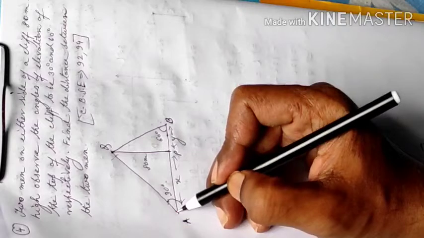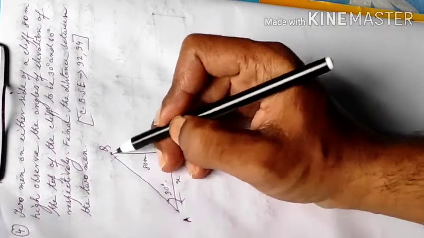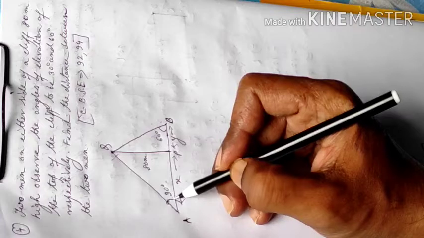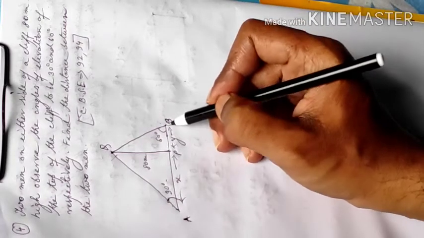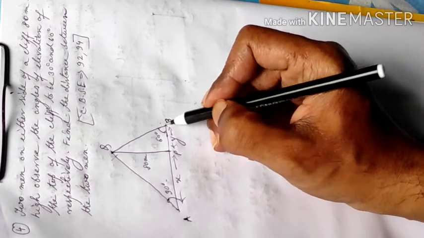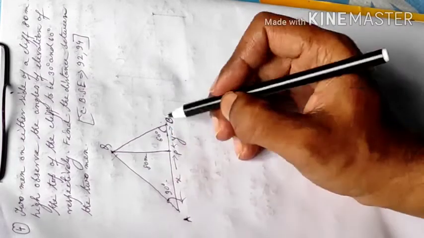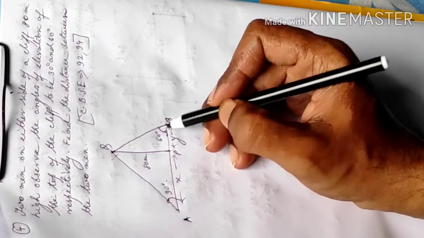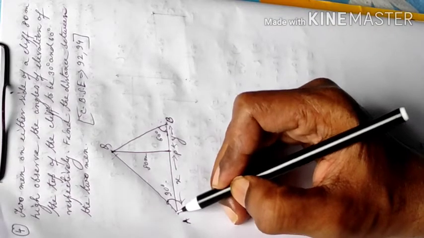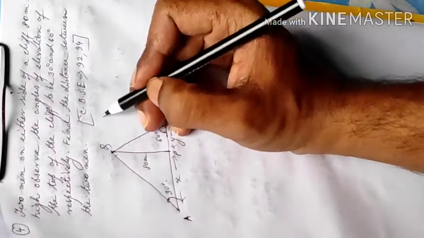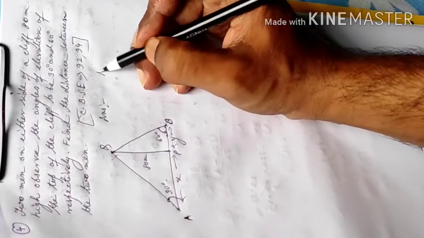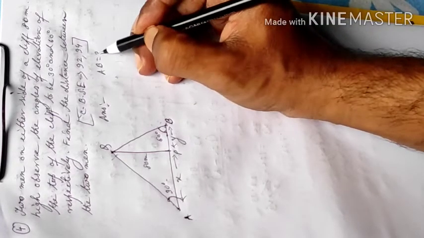When the man at A is observing the top of the cliff, that is Q, the angle of elevation is equal to 30 degrees. When the man placed at B observes the point Q, the angle of elevation is equal to 60 degrees. You have to find out what is the distance between the two men, that is AB. You have to find out AB is equal to what.